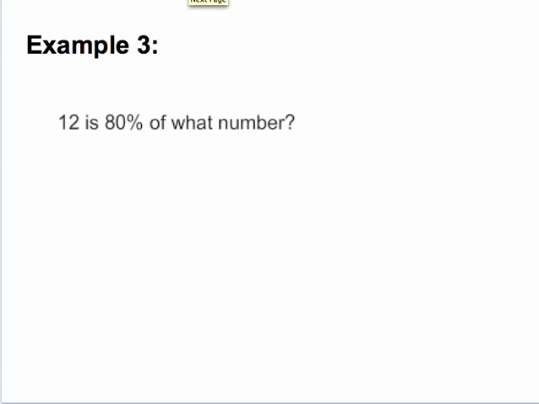Example 3. 12 is 80% of what number? So again, we know that part over whole should equal percent out of 100. In this case, I do know the percent. It's 80. Now let's figure out if we know the part or the whole. 12 is 80% of what number? So 12 is the part of what number? That means that 12 is the part, and I don't know the whole. Again, since I have a proportion, you can work ahead of me, you can pause and solve it here and see if your answer comes out the same as mine.